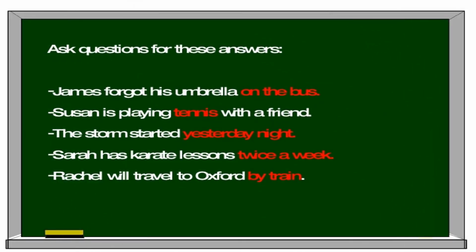Ask questions for these answers. Here we have 5 answers. Here we want to ask 5 questions. James forgot his umbrella on the bus. Susan is playing tennis with a friend. The storm started yesterday night. Sarah has karate lessons twice a week. Rachel will travel to Oxford by train. So here we have some questions about this.